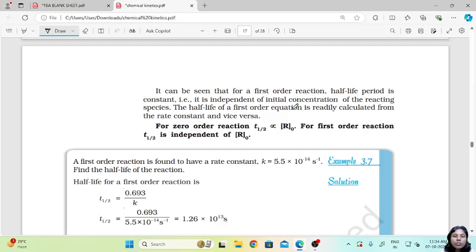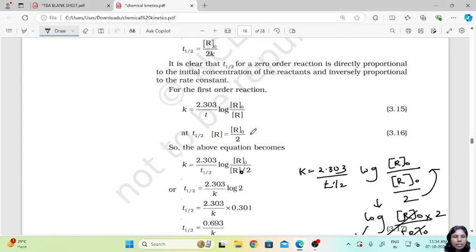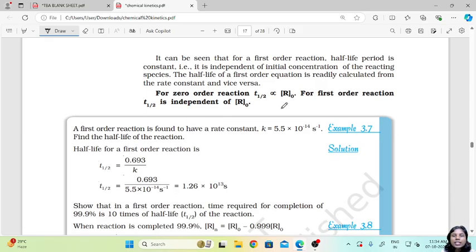The half-life of a first order reaction is readily calculated from the rate constant and vice versa. So for a zero order reaction, we can say T half is directly proportional to R0. For a first order reaction, T half is independent of R0. Okay, so these are the two observations we can make.